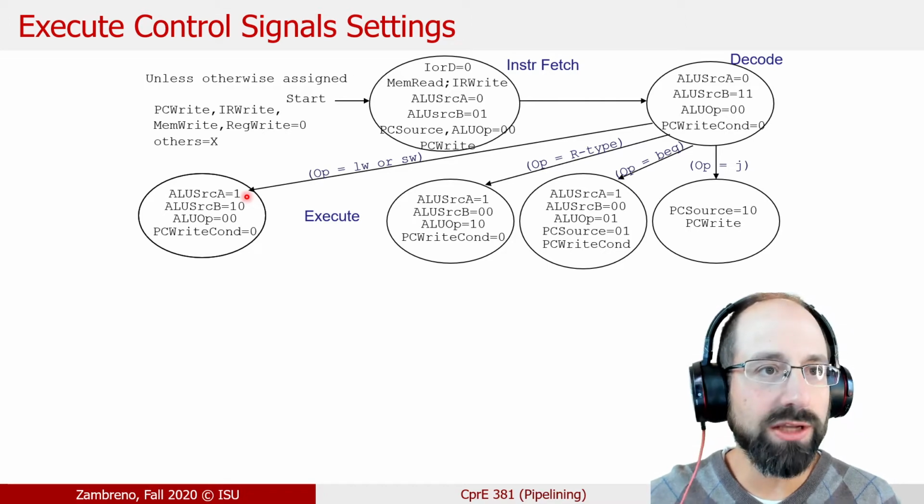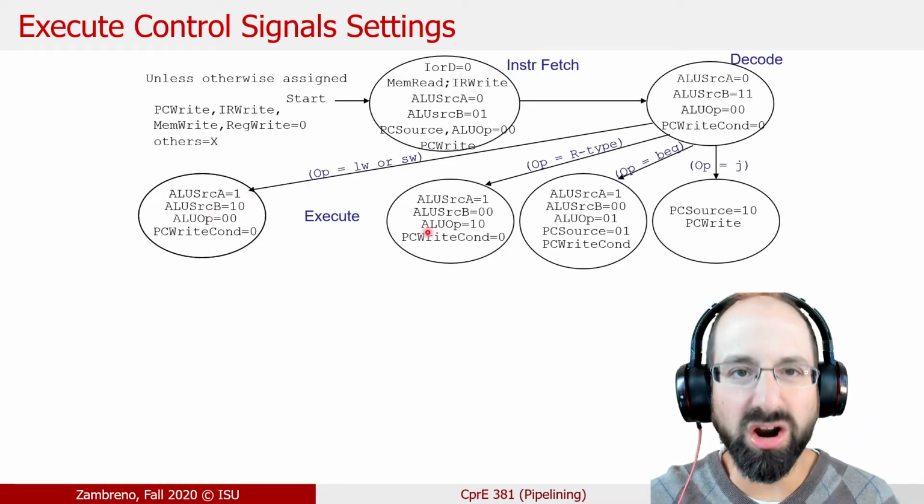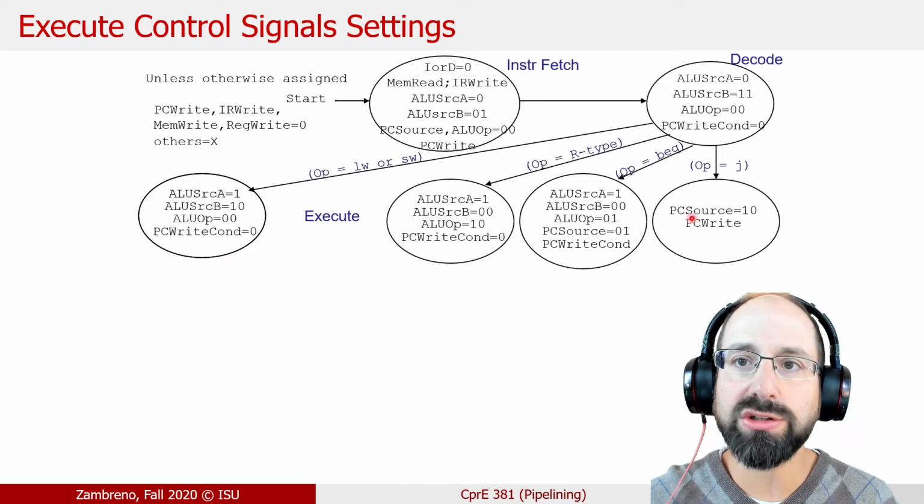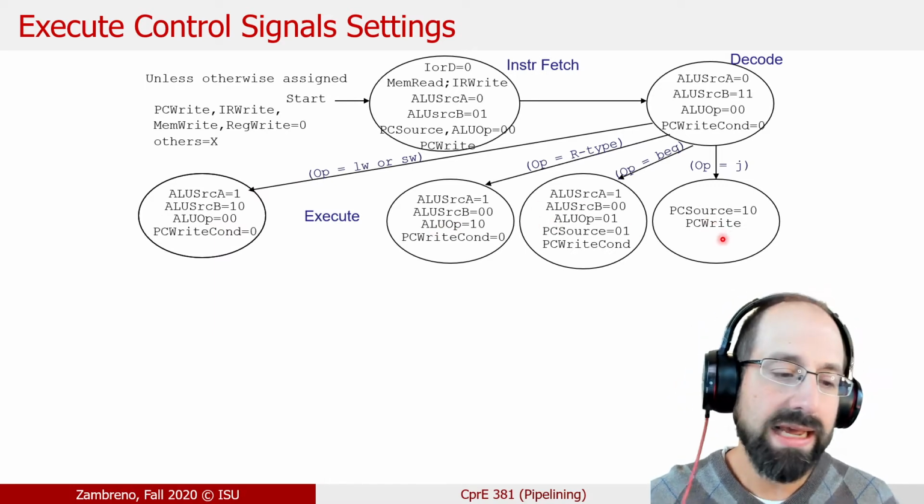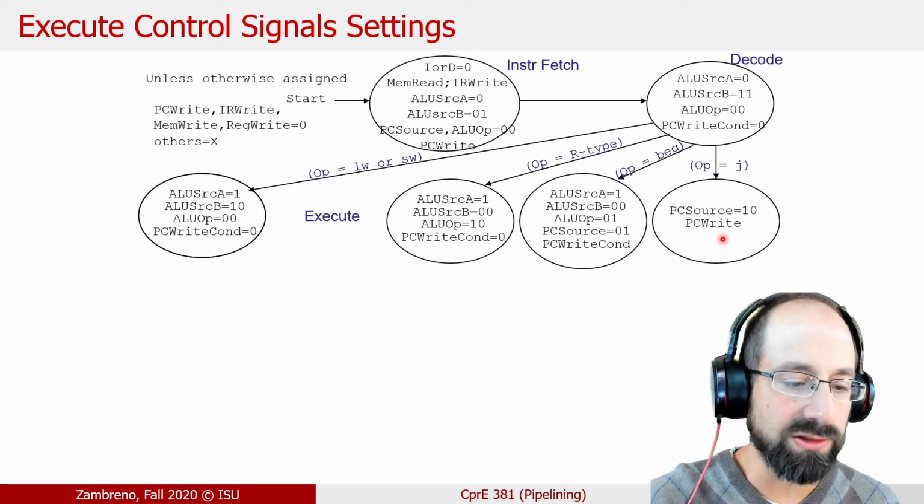We have the four major classes of instructions. Is it a memory instruction? Is it an R-type instruction? Is it a branch instruction? Or is it a jump instruction? And we want to set our control signals differently depending on which of those instructions it is.